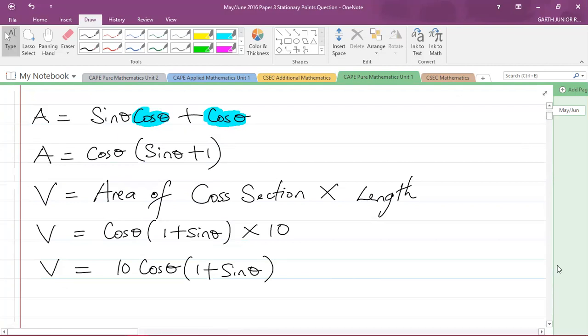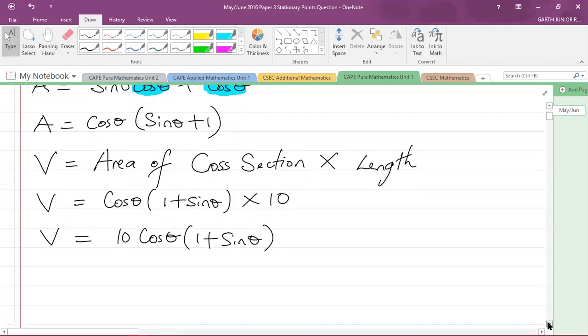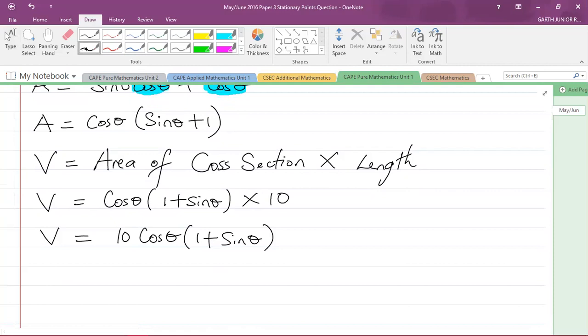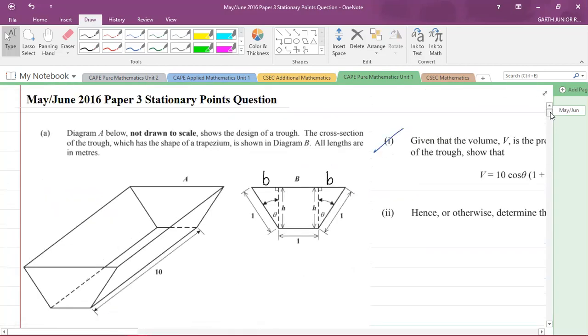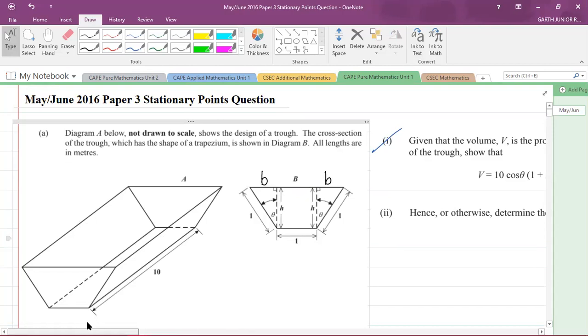I can now come back here and say shown, right? So I'm now going to say shown. Okay? Good. And once you have done that, it means that you have obtained your full 5 marks for this question, okay? Great.